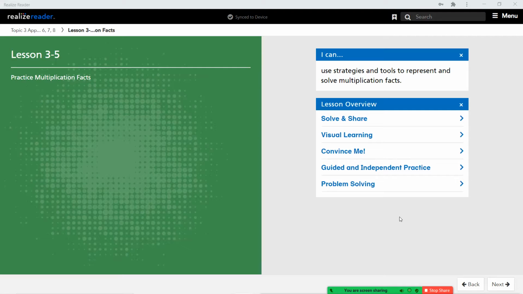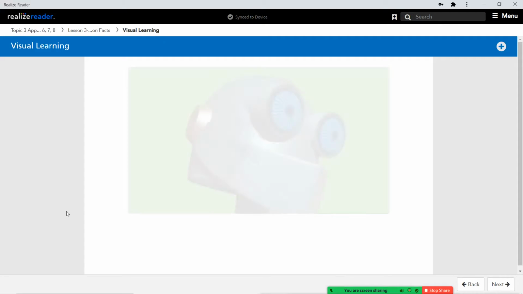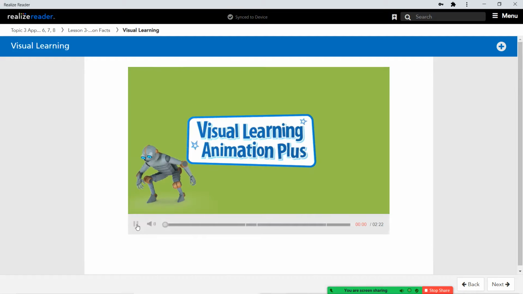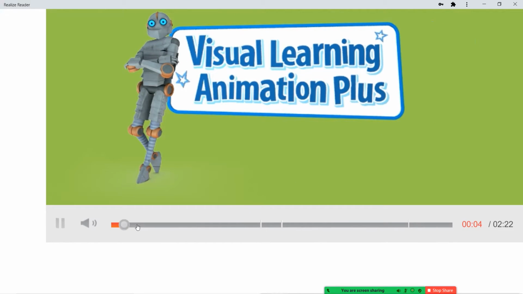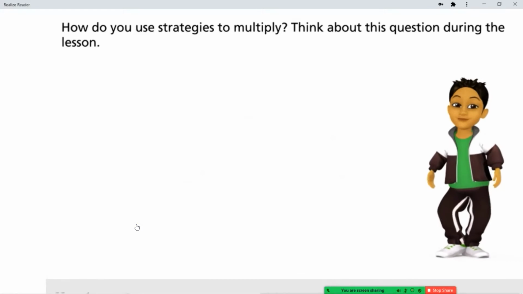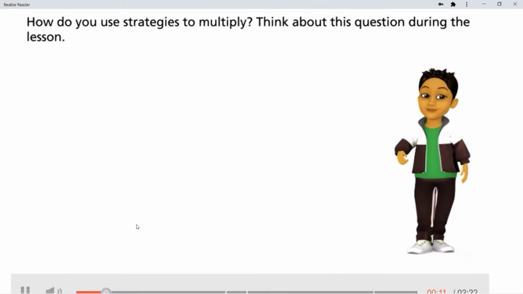In this lesson, we're going to practice multiplication facts that we know, and we're going to use some of the different strategies that we've learned in this chapter so far and in our previous chapter to help us find the products of unknown multiplication sentences. How do you use strategies to multiply? Think about this question during the lesson.